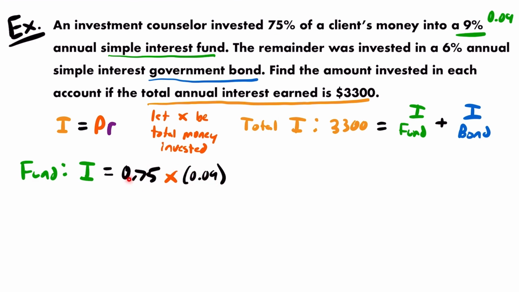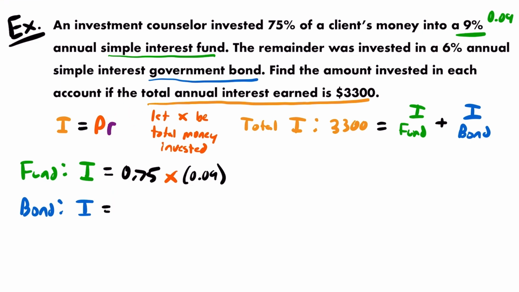All right, so this is how we would calculate the interest earned for the fund, but now what about the bond? Let's work on the bond here. The bond would also earn an amount of interest, and that would be equal to the amount invested in that account, which would be P multiplied by its simple interest rate, which would be 6%.